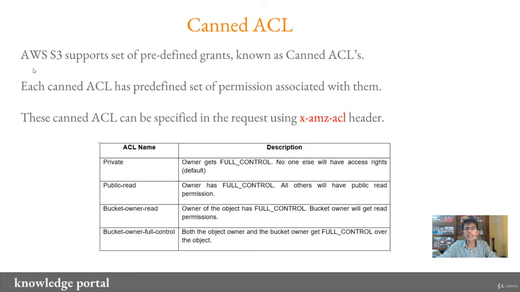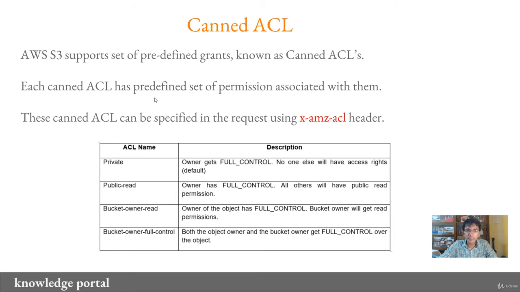Basically, AWS S3 supports predefined grants for an object, and that is through the canned ACL. We have already discussed that every object has an ACL associated with it. So whenever we upload an object to S3, we can set a predefined permission, or predefined ACL, with that S3 bucket.